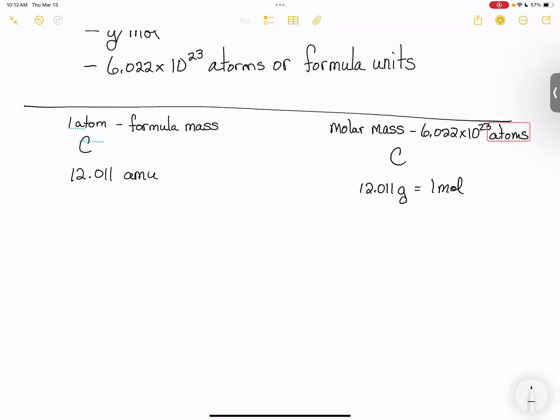Now you're going to see this written a couple of different ways. I like the 12.011 grams equals 1 mole because we're going to be using it as a conversion factor later on, and it helps to see it in that format. However, you can also write 12.011 grams per mole, and it means the same thing.